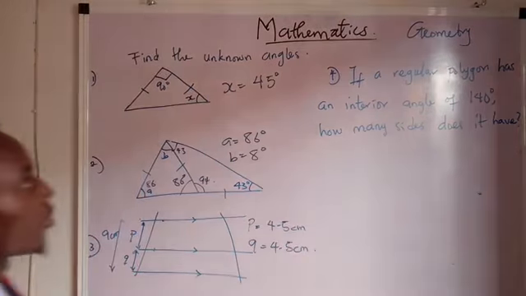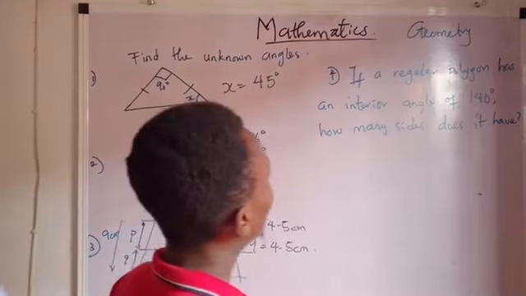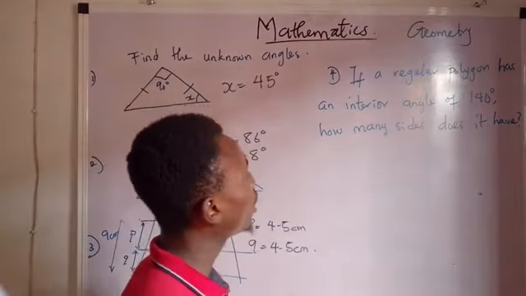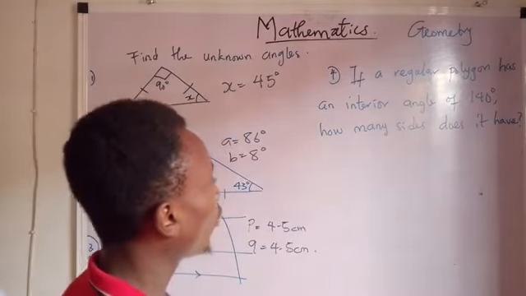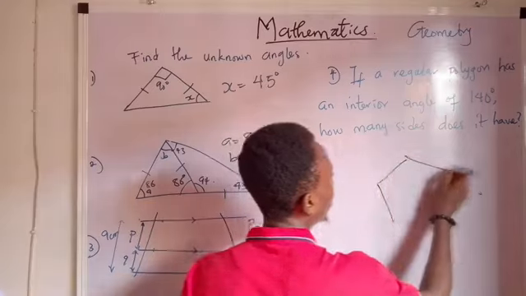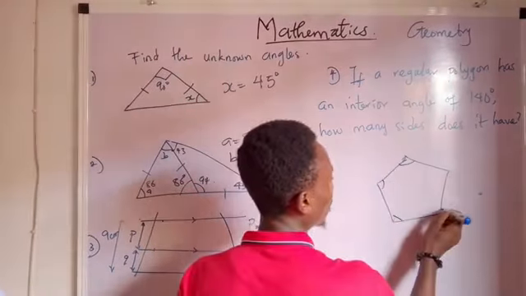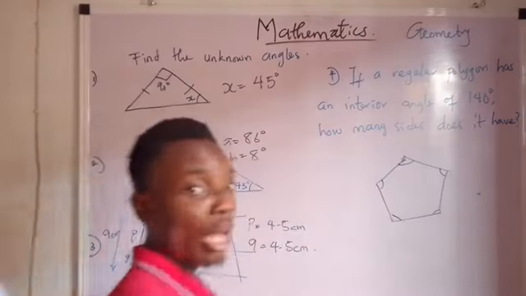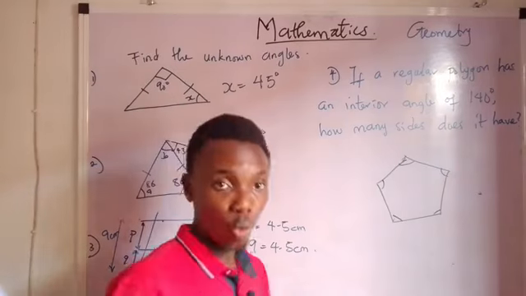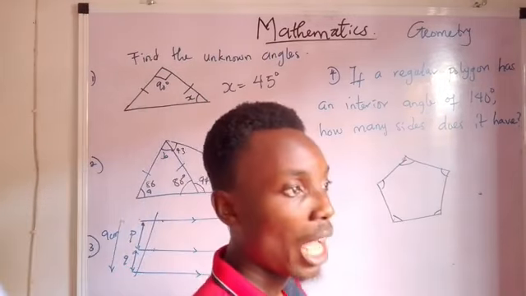Okay, moving to this question. If a regular polygon has an interior angle of 140, let's just draw a regular polygon, for example. Let's use a regular pentagon, for example, now. Just giving an example. Regular means that what? All sides are equal, all angles are equal. I mentioned this in the previous video.